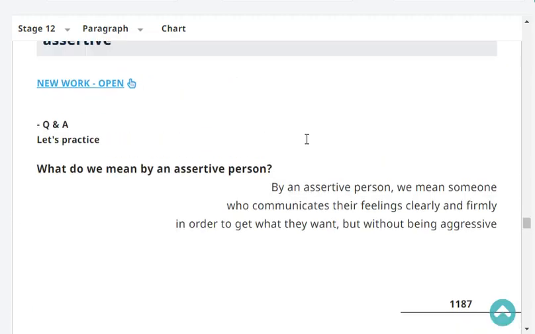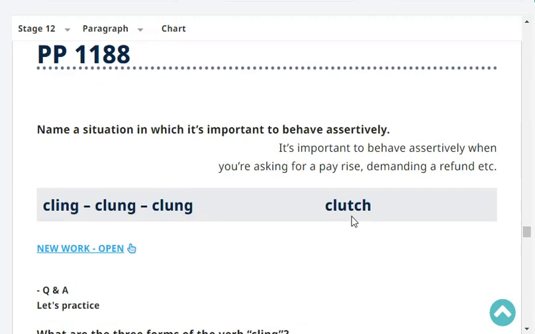What do we mean by an assertive person? By assertive person, we mean someone who communicates their feelings clearly and firmly in order to get what they want, but without being aggressive. Name a situation in which it's important to behave assertively, please. It's important to behave assertively when you are asking for a pay rise, demanding a refund, etc. Very good.